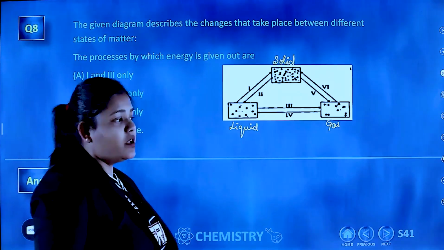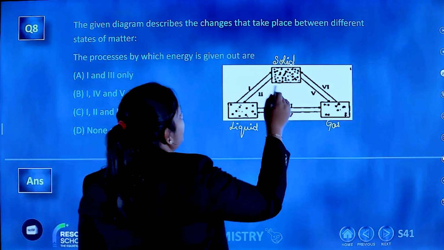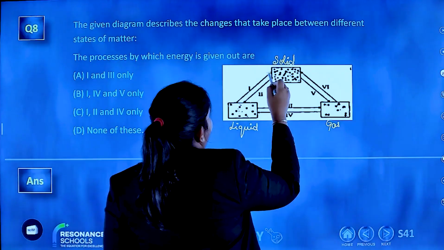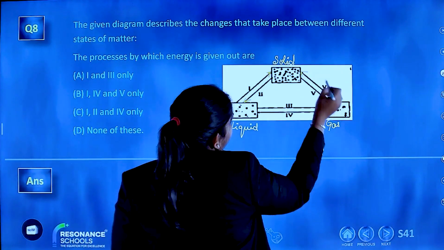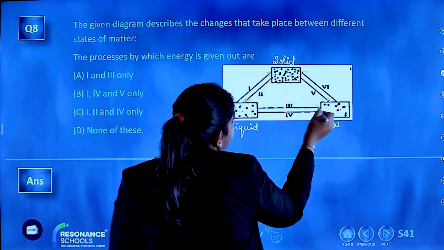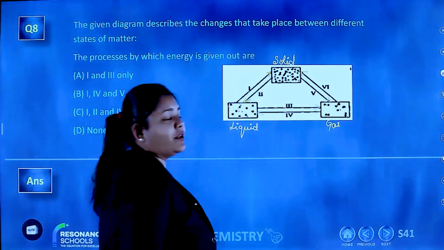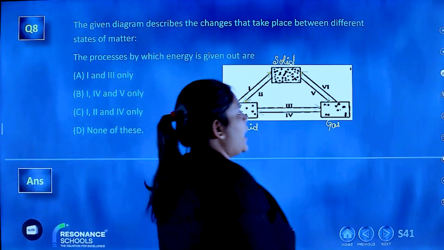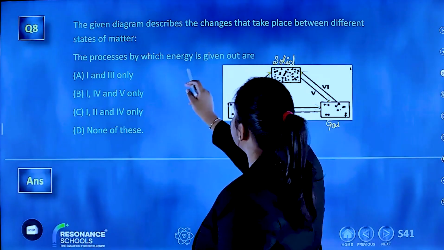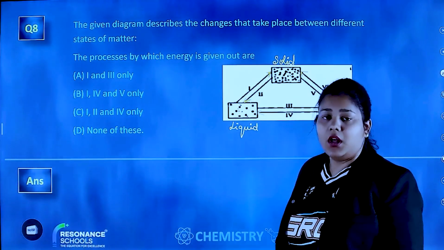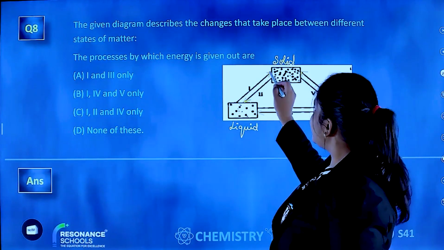Right everyone? So solid, liquid, gas I have seen here. And I can see solid is converting into liquid and liquid is converting into solid. These are the arrows, I put the arrows for you here. Now what is the question saying? What are the processes by which energy is given out? Can you see 6 processes happen here?